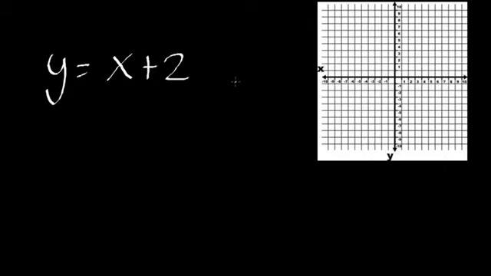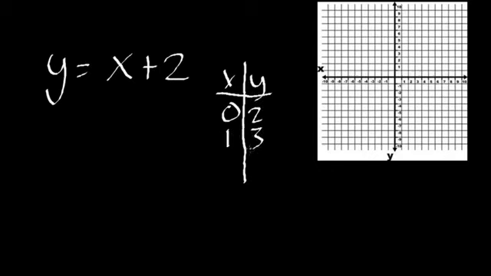So if we made another table like that, and we had x and y. If we put the 0, we would get y as 2. If we put 1, we would get 1 plus 2, which is 3. If we had 2, we would get 4. If we had 3, we would get 5, because 3 plus 2 is 5. And now we could make a line with this.